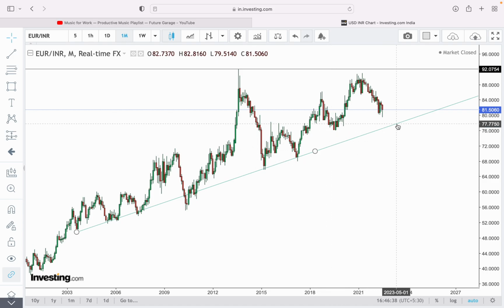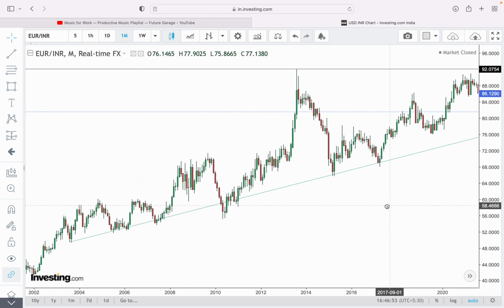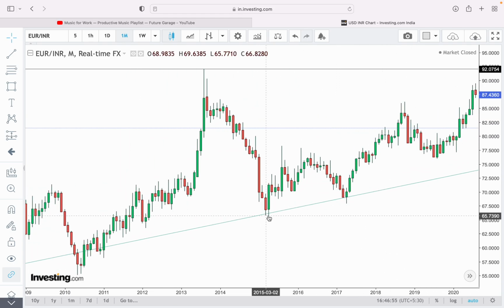We would see that somewhere around 77, 78, this would be a level where a long-term investor in the euro could consider, which means that when the price action reaches here, we want to see something like this. This is what we call tweezer bottoms, where both the lows are the same. We have a green candle and a confirmation a couple of months later.